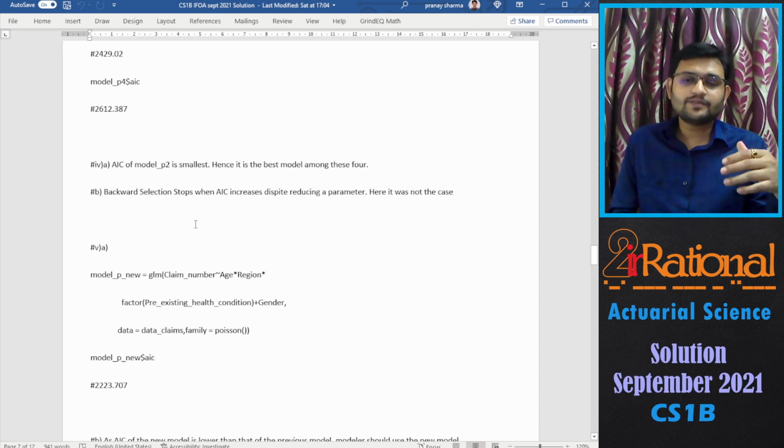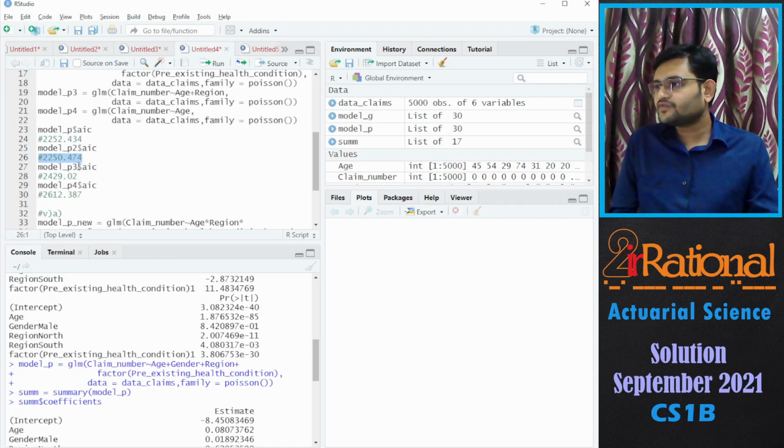What's the difference between the backward selection and what we are doing here? Now backward selection stops when AIC increases despite reducing a parameter. Here it was not the case. So here, even after reducing a parameter and our AIC increasing, we did not stop.